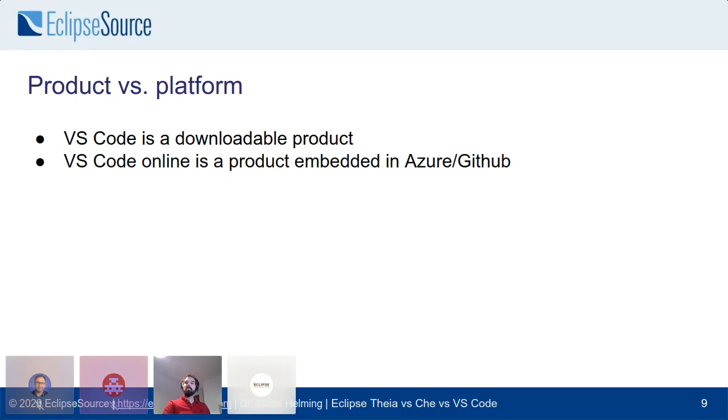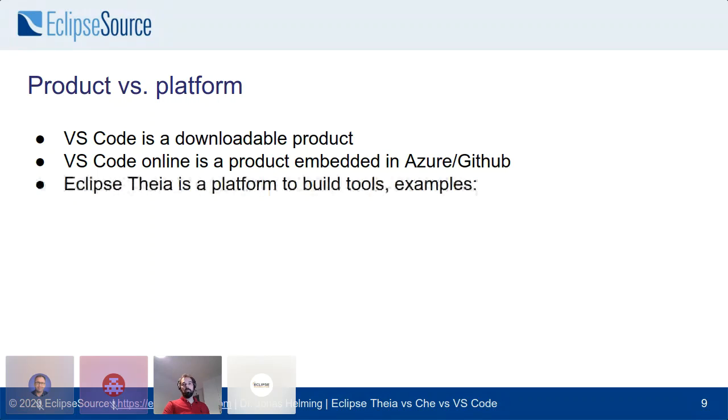Now, VS Code Online is a product that is embedded in Azure and GitHub. And Theia is now a platform to build tools. So at the moment, you cannot just download Theia, although it is very simple to just start your own product based on Theia. That's not a long task. You just need to define what's in. But essentially, the real use case is that you build something on top of that.